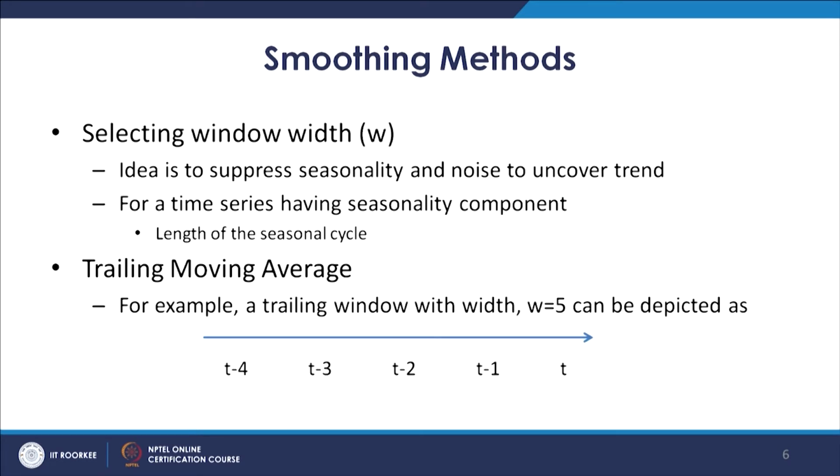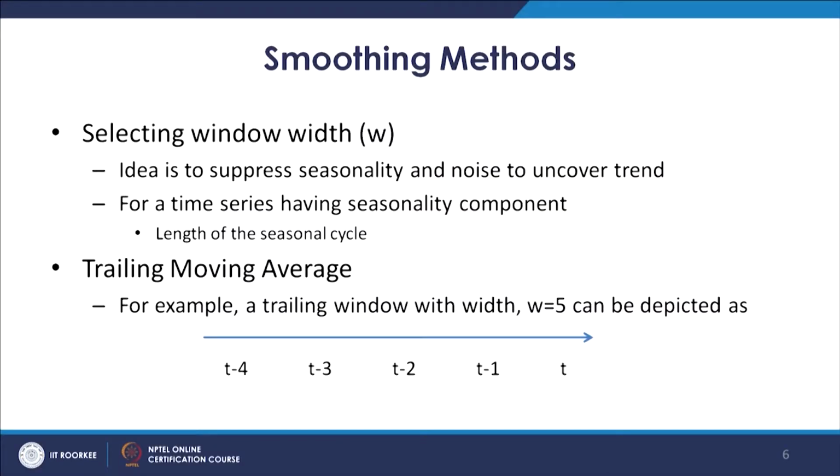Now, how do we select the window width? We will be discussing this particular thing quite often in this lecture. The main idea is to suppress seasonality and noise to uncover trend. If that is the idea, then for a time series having a seasonality component, the length of the seasonal cycle could be one good rule of thumb to select a particular window size. We will again be discussing how we select a window width, with a few more details, in the lecture.